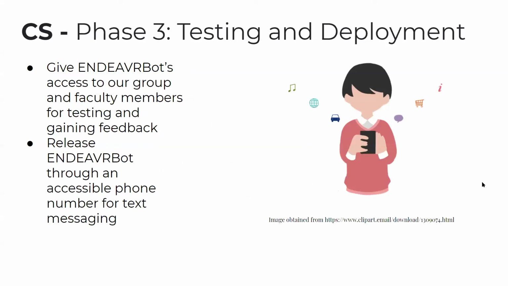So the last phase of accomplishing this task is to test and deploy the actual ENDEAVROne application. During this phase, currently we will be giving access to ENDEAVROne to our group and faculty members for testing and getting feedback on whether or not the task is completed. And then after that, we'll also release ENDEAVROne through an accessible phone number for text messaging. So when you utilize, say, your actual phone, you can text in a query to gain information on what's going on with Nolanville. Next slide.